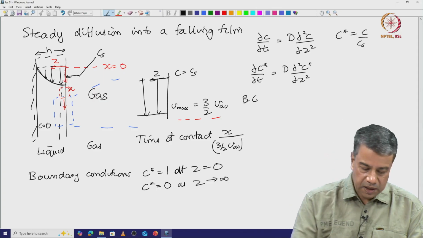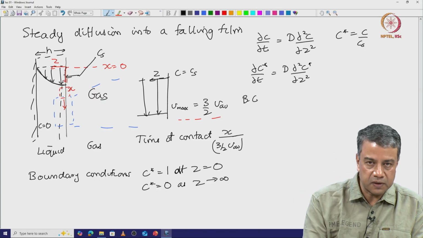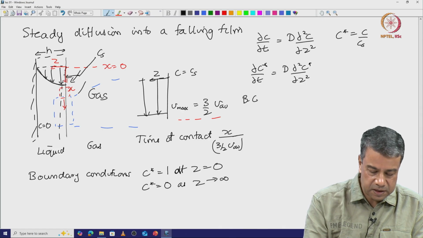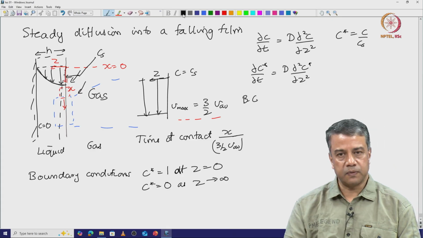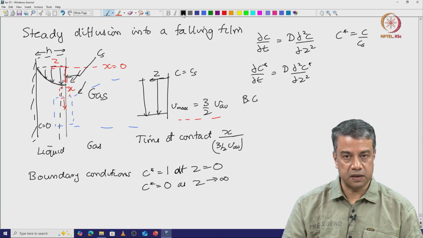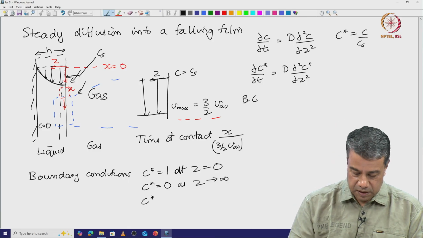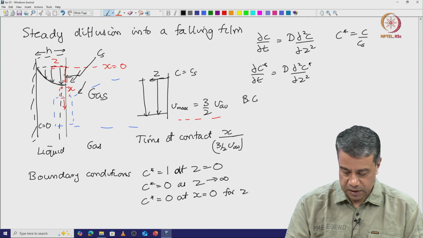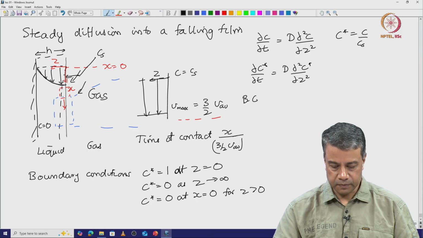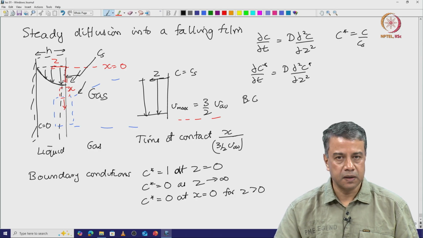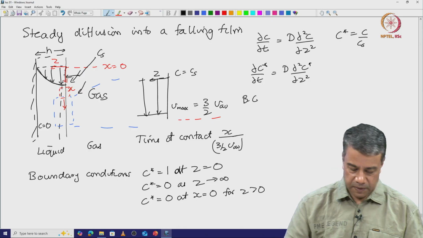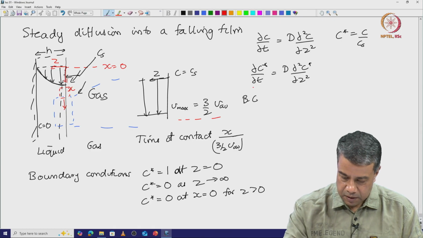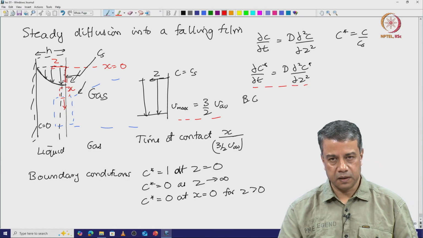And at the entrance of the film, at the point where contact starts, so contact starts at x equal to 0. At the point where contact starts, there has been no diffusion yet. That means that C star is equal to 0 at x equal to 0 for z greater than 0. And my equation is given by this one. This is the equation.